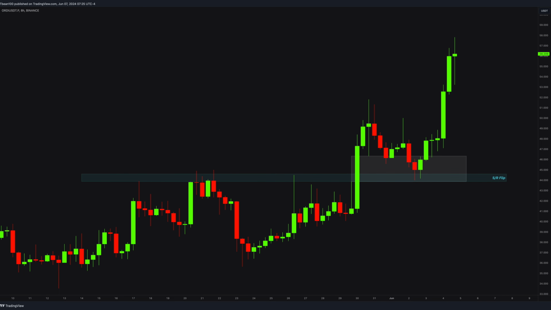I have noticed this. This large imbalance and the SR flip area pushed the price up and price started to rally. Notice the price here. Starting from $44 to almost $60.